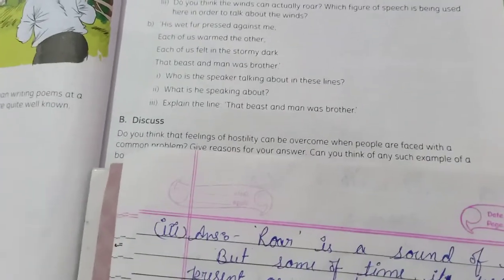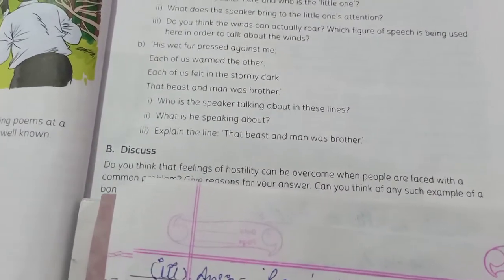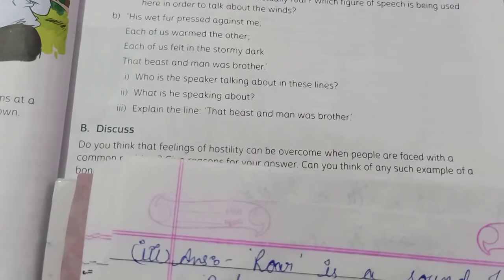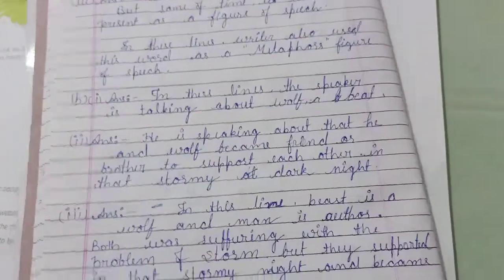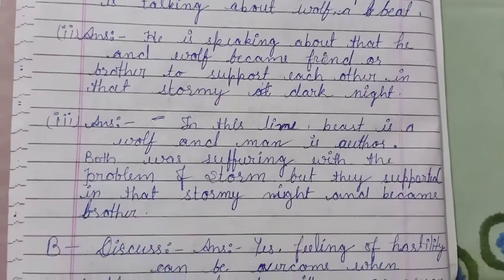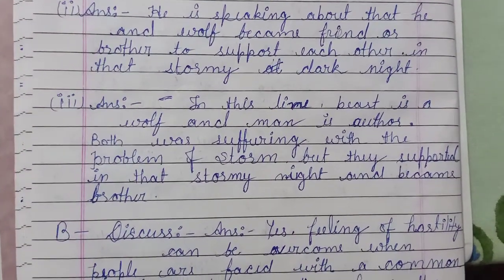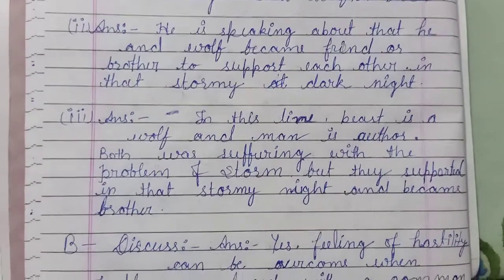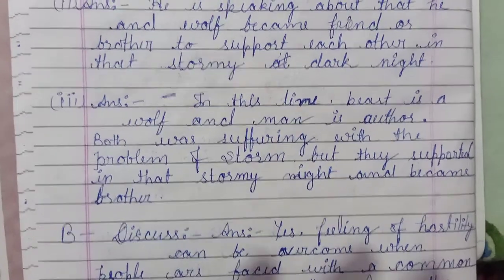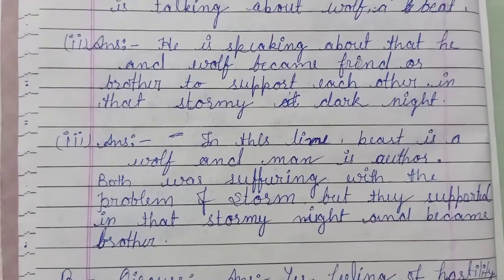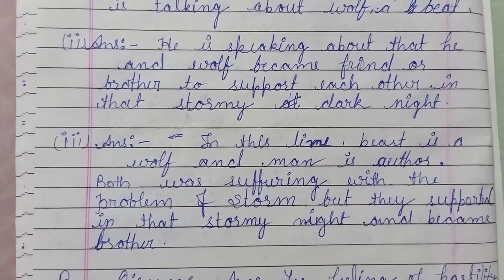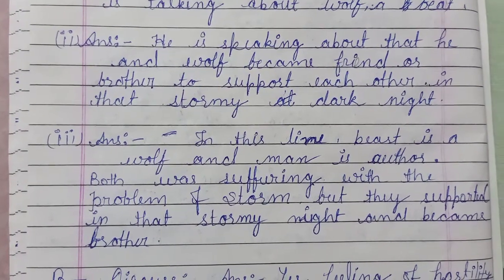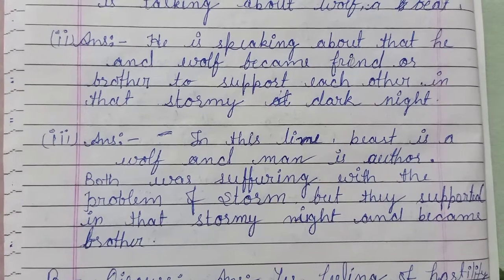Now just see question number 3. Explain the line: that beast and the man were brother. How will you write the answer to such a line, or how will you explain it? In this line, the beast is a wolf and the man is the author. Both were suffering with the problem of the storm, but they supported each other in that stormy night and became brothers.